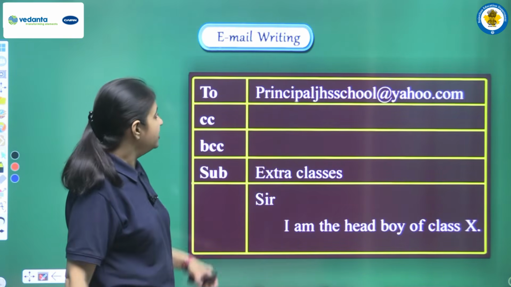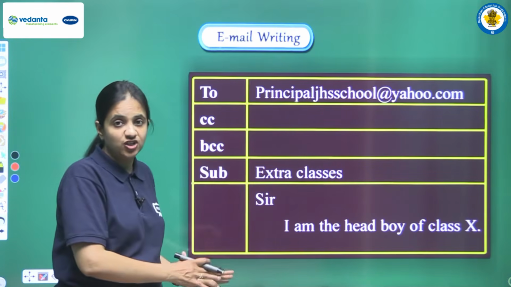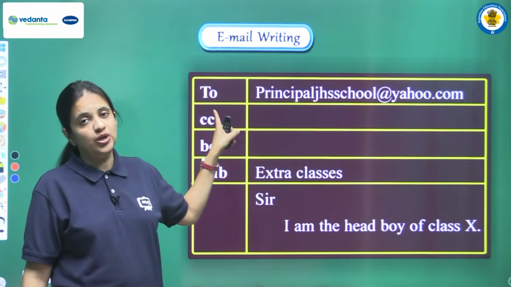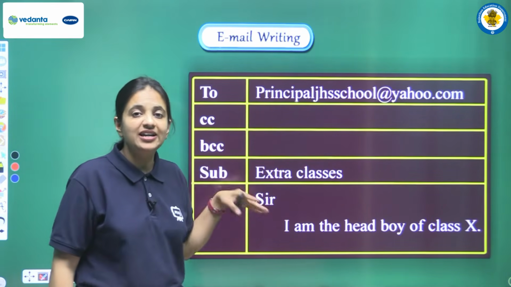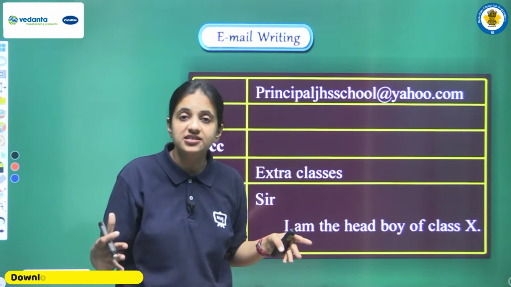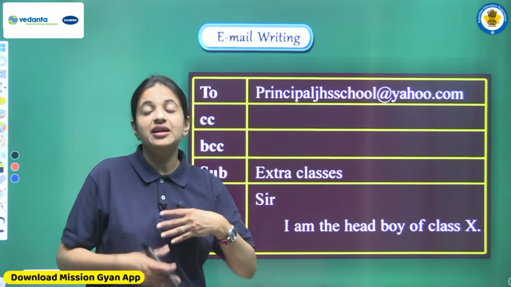So now let's see. As we have discussed the structure of the email, we are having the same structure here. We are having these columns. The first one is to, and now as I have told you earlier that here we have to write the email address of the person whom we are addressing, or we can say the person to whom we are writing the email.